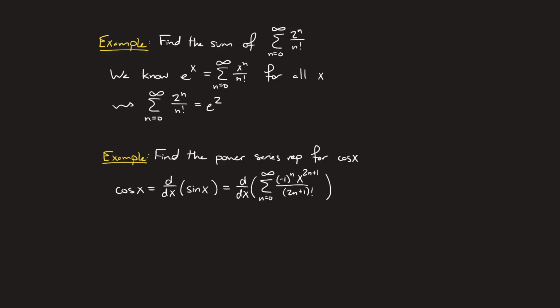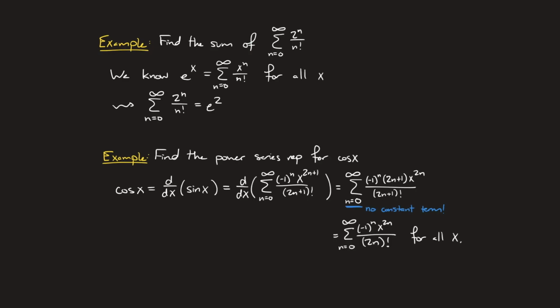And so, if we differentiate the Taylor series for sine of x, we get the sum from n equals 0 to infinity of minus 1 to the n times 2n plus 1 times x to the 2n over 2n plus 1 factorial. Here, we have to be careful since the series we are differentiating does not have a constant term, and so we don't raise the starting index. Then, we can cancel the 2n plus 1 on top with the 2n plus 1 included in the factorial on the bottom, and we get the sum from n equals 0 to infinity of minus 1 to the n times x to the 2n over 2n factorial. And this is the Maclaurin series for cosine.